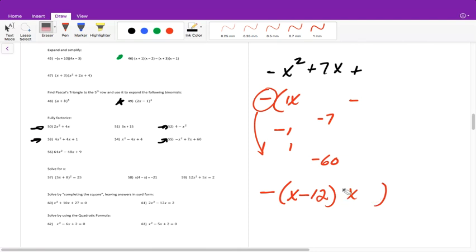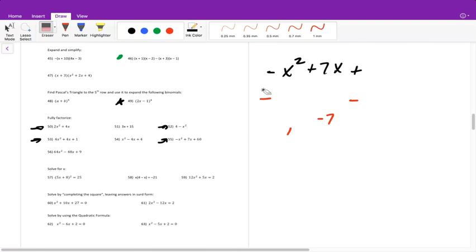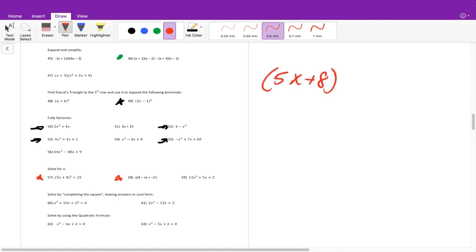The next ones, I'm going to try and go through these quickly. Or no, I'm only going to go through 57 and 58 because 59 is included with 58. So 57 and 58. All right, 57 is really easy. You may think it's hard, but it's already set up for us to solve. So it's 5x plus 8 squared is equal to 25.